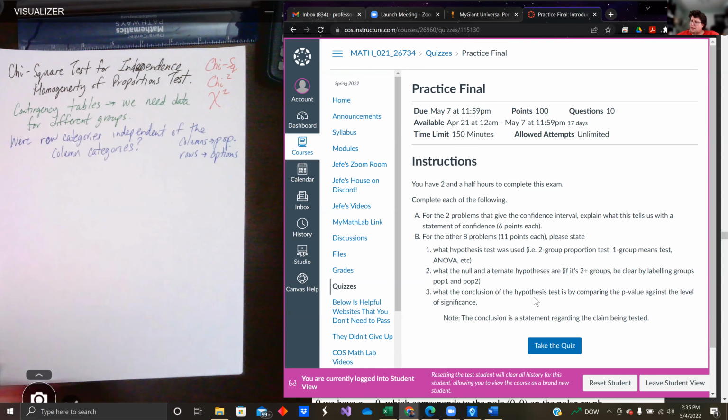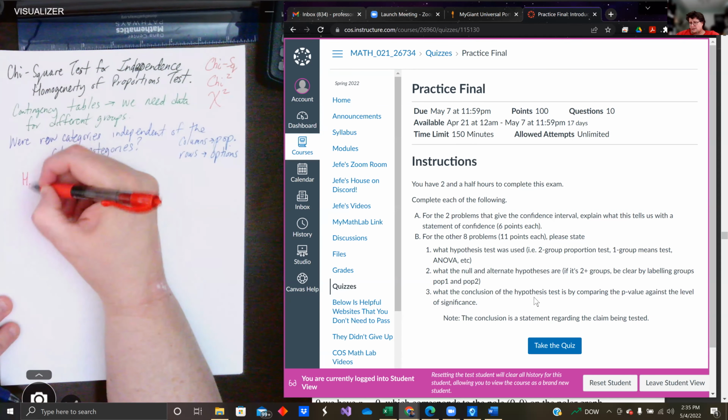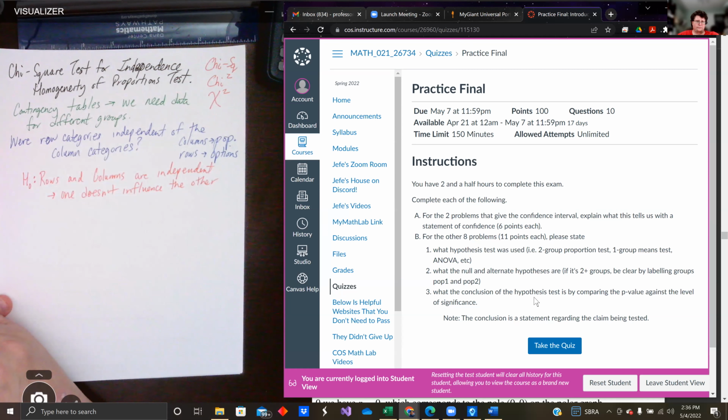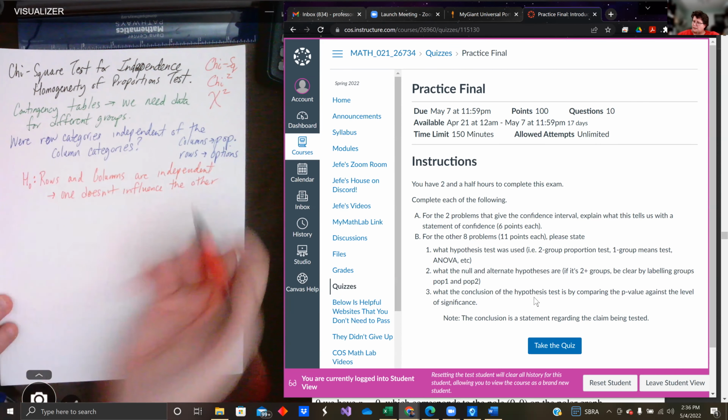And what H naught here was, rows and columns are independent, which means one doesn't influence the other. And HA is rows and columns are not independent.